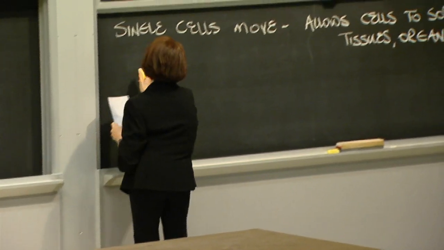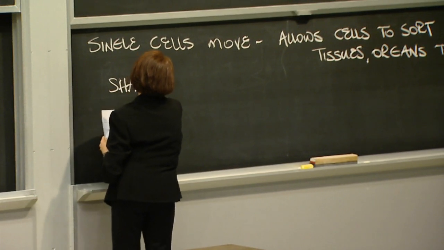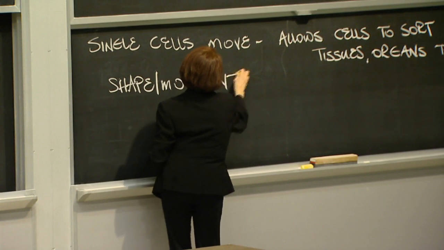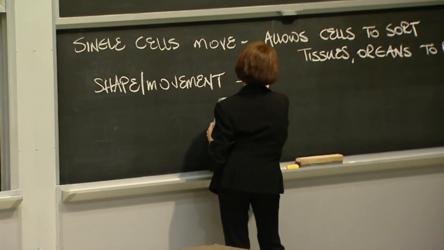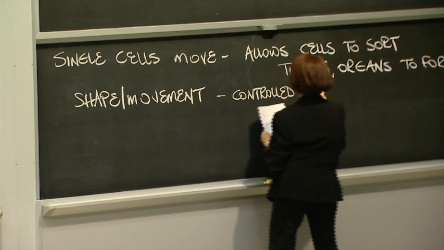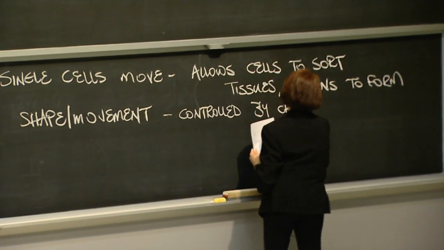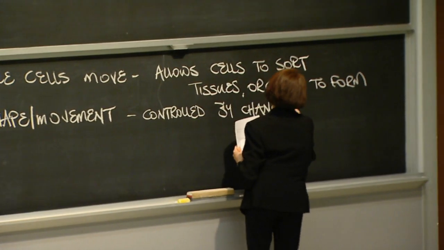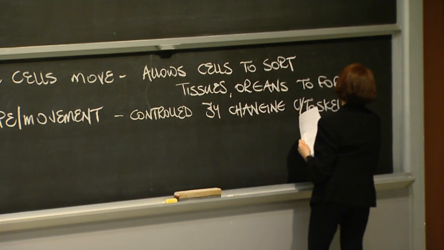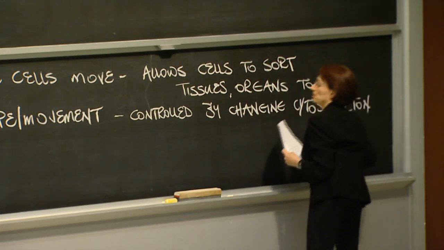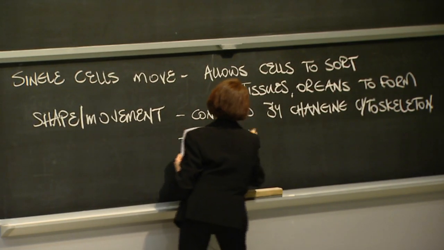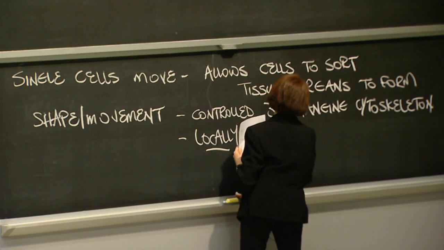So shape and movement of both sheets and single cells is controlled by changing the cytoskeleton. But it's done so locally, which means in one part of the cell.